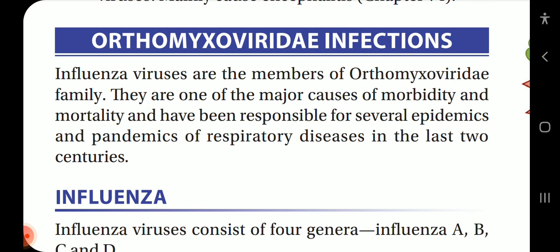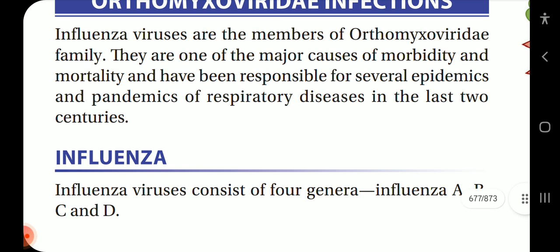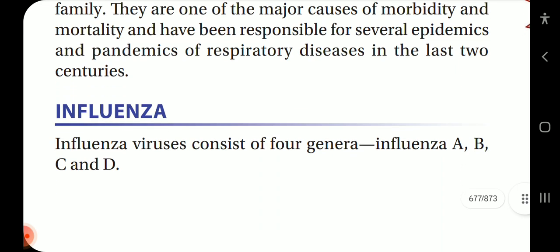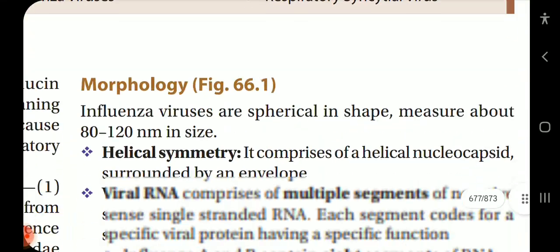Now, the Orthomyxoviridae infections. Influenza viruses are the members of the Orthomyxoviridae family. They are one of the major causes of morbidity and mortality and have been responsible for several epidemics and pandemics in the respiratory diseases in the last 2 centuries. Influenza virus consists of four genera: influenza A, B, C, and D.